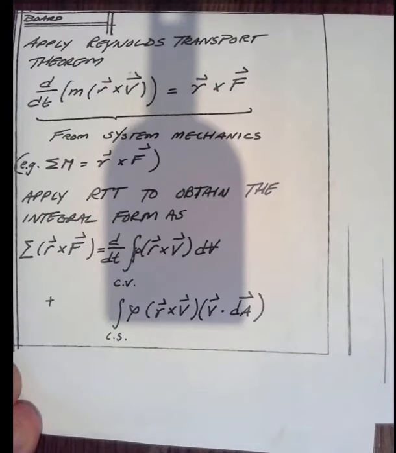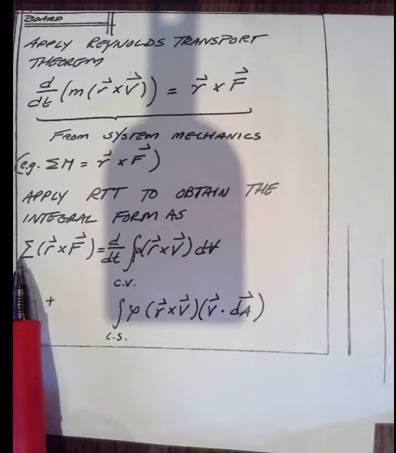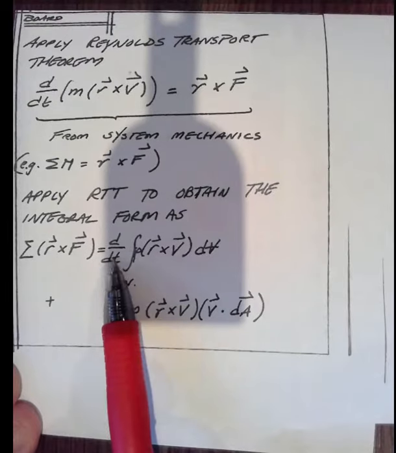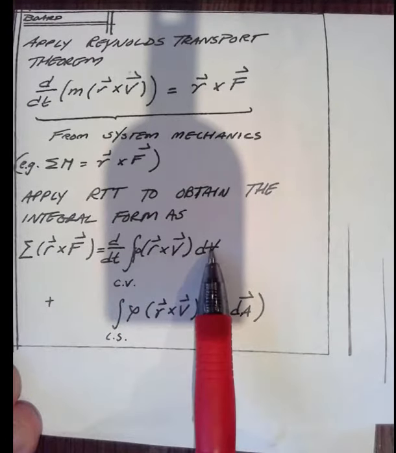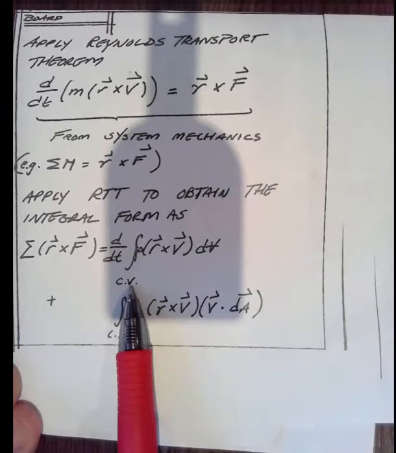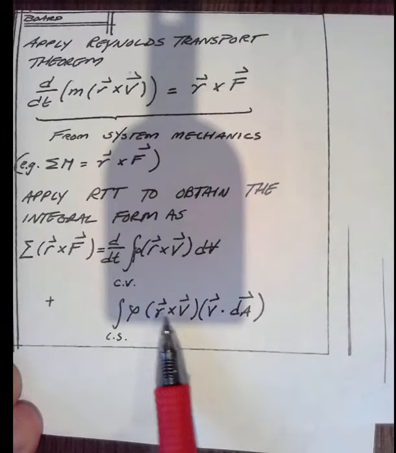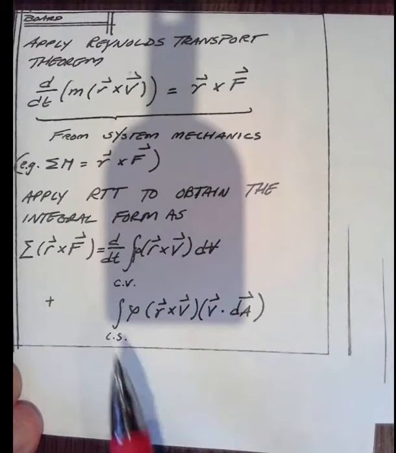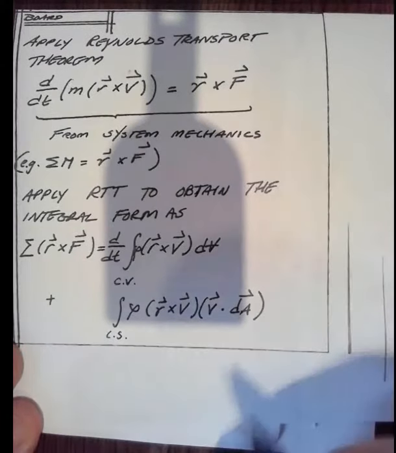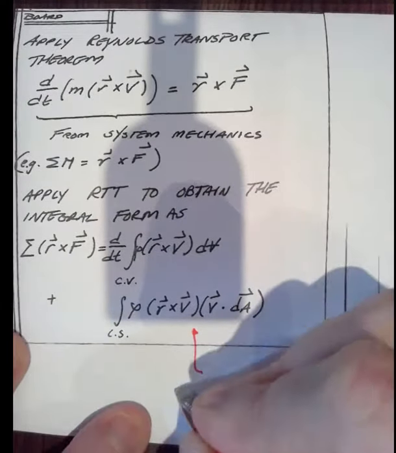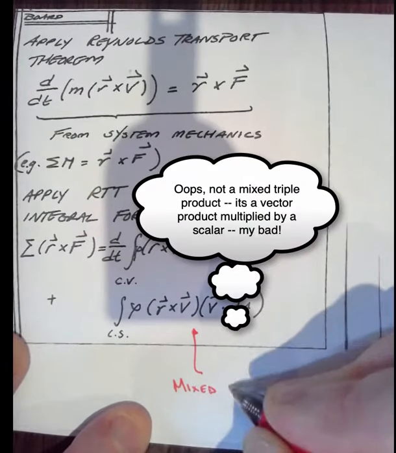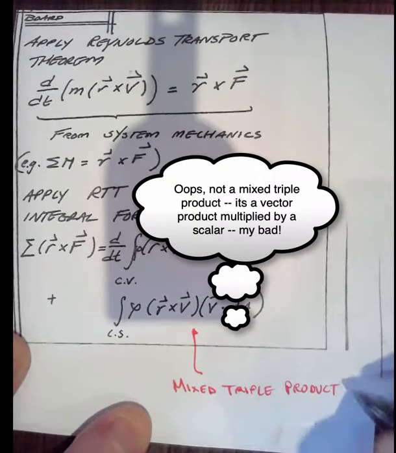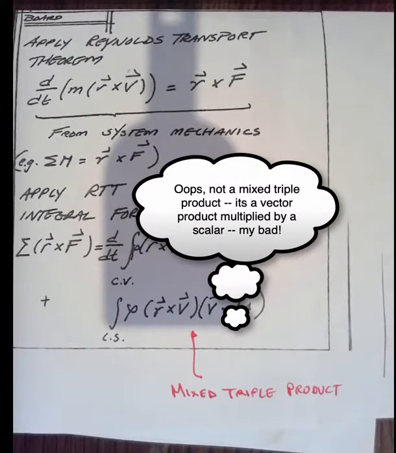When we apply the Reynolds transport theorem, we'll obtain the integral form as the sum of r cross F is equal to d by dt of rho r cross v dV integrated over the control volume plus rho r cross v times v dot dA integrated over the control surface. This second term will be evaluated by a mixed triple product when we do the calculus.